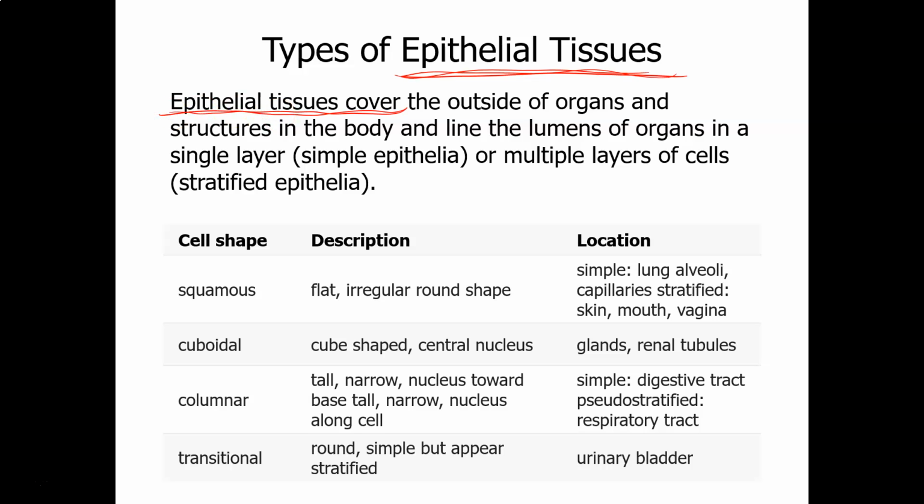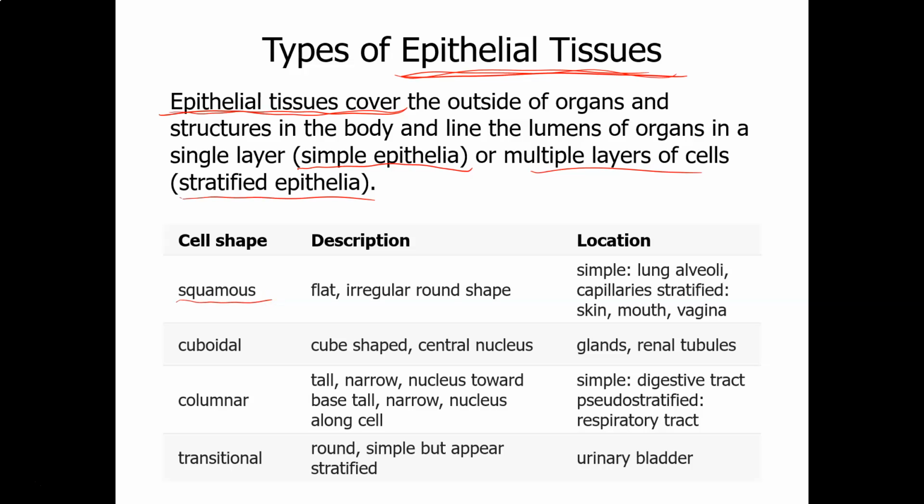If the tissue is composed of a single layer of cells, we call it simple epithelia. If it has 2 or more layers of cells, we call it stratified. And then we name it also by the shape of the cells. If the cells are flat, they are called squamous cells.